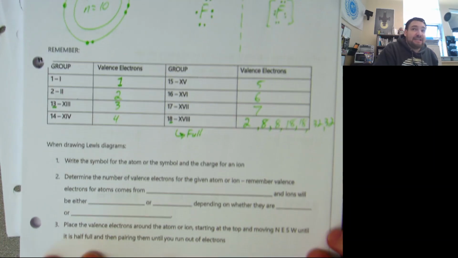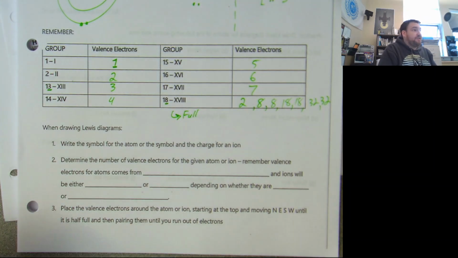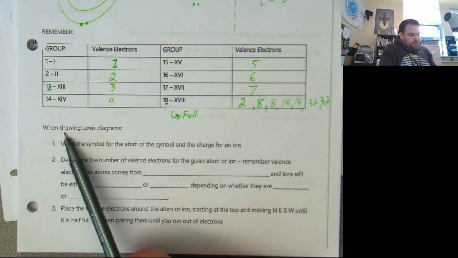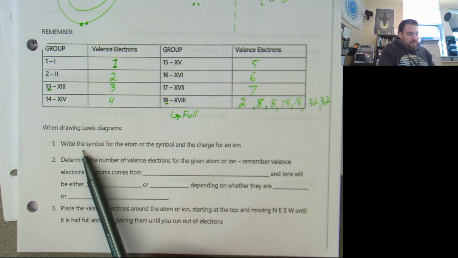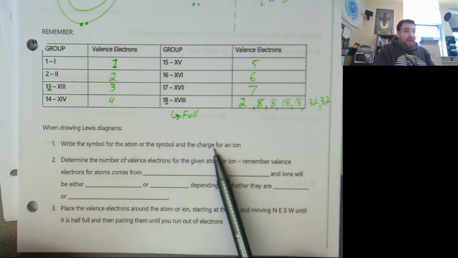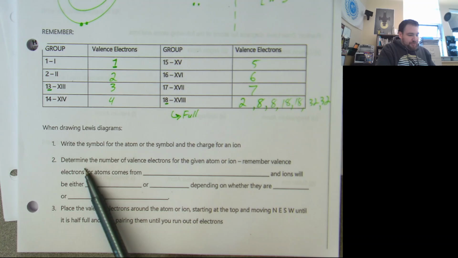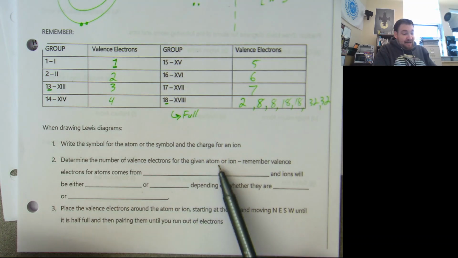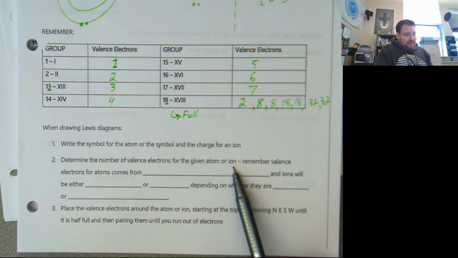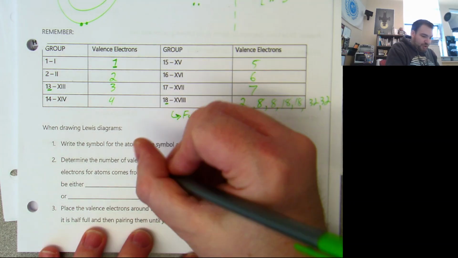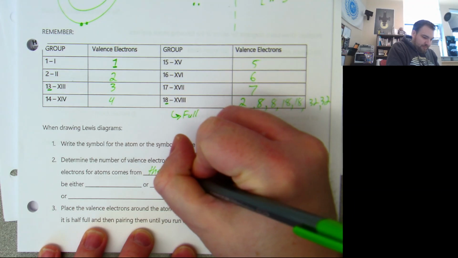So some of you guys like instructions, so let's formalize the instructions here. When you're drawing Lewis diagrams, write the symbol for the atom, or the symbol and the charge for the ion. Determine the number of valence electrons for the given atom or ion. The valence electrons come from the group the atom is in.